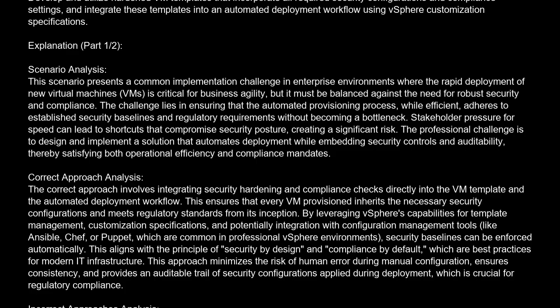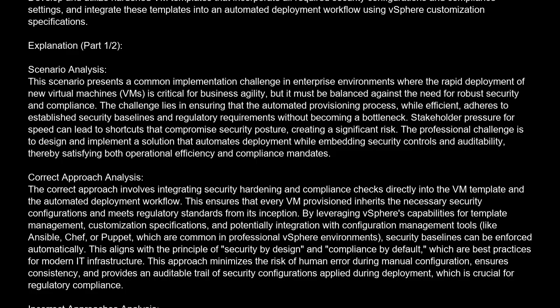Correct approach analysis. The correct approach involves integrating security hardening and compliance checks directly into the VM template and the automated deployment workflow. This ensures that every VM provisioned inherits the necessary security configurations and meets regulatory standards from its inception. By leveraging vSphere's capabilities for template management, customization specifications, and potentially integration with configuration management tools like Ansible, Chef, or Puppet, which are common in professional vSphere environments, security baselines can be enforced automatically.